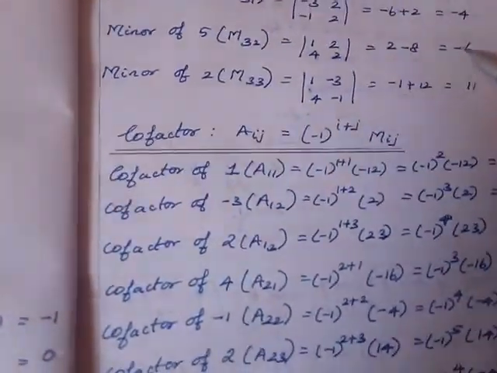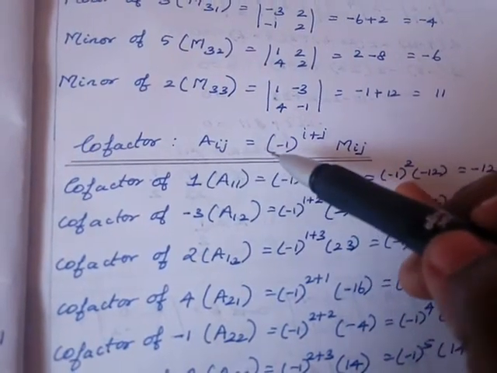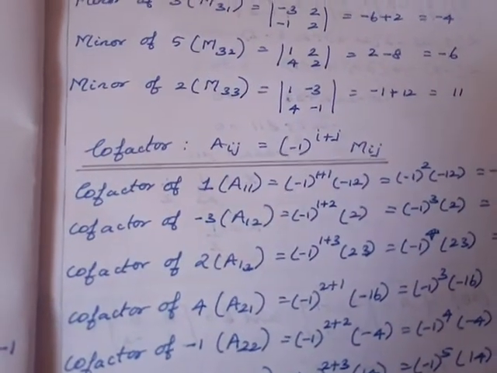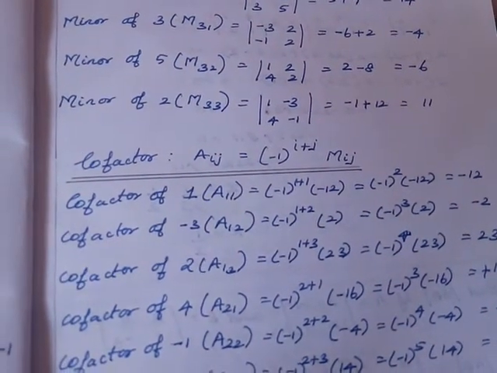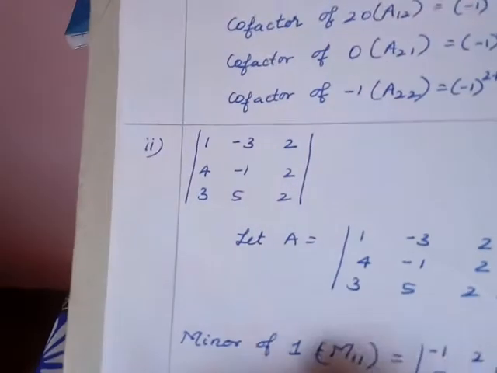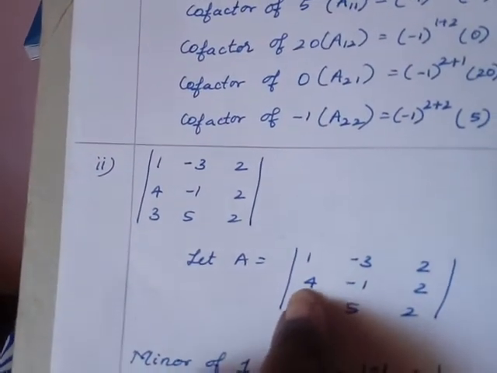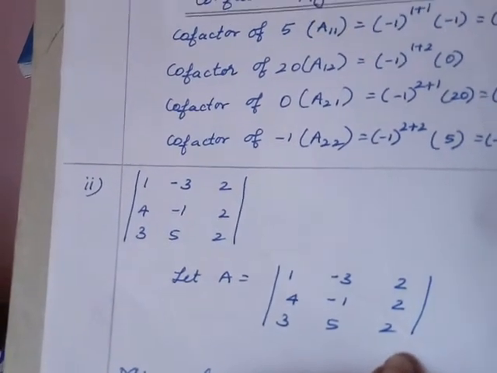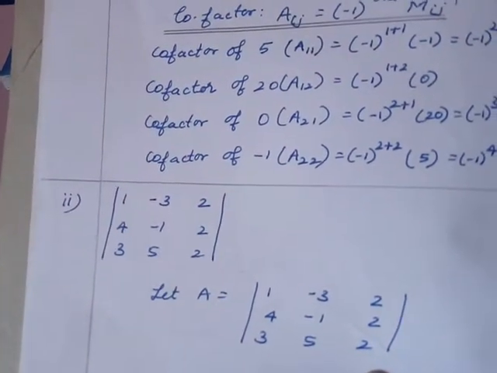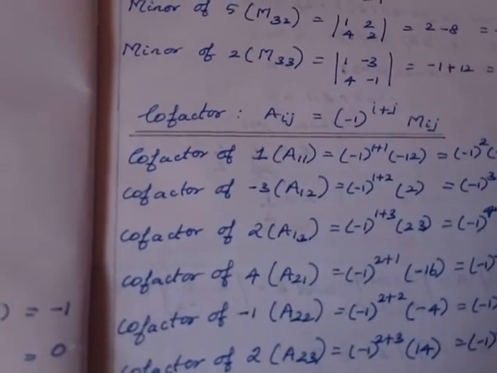Now the cofactor, same is the type. For cofactor, you have to write the formula. Aij is equal to minus 1 whole to the power i plus j into Mij. The first element is 1, the second element is minus 3, then 2. Then you have to find for 4, minus 1, 2, 3, 5, 2. Substitutions are all similar as in the first sum. The same type we are going to do here.